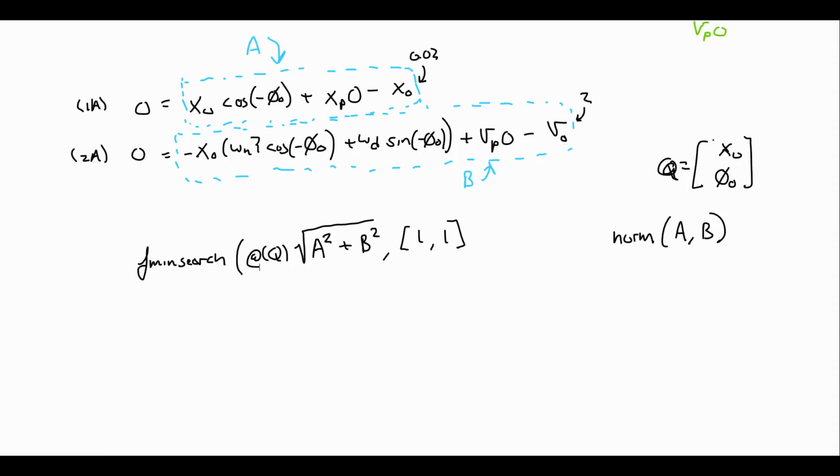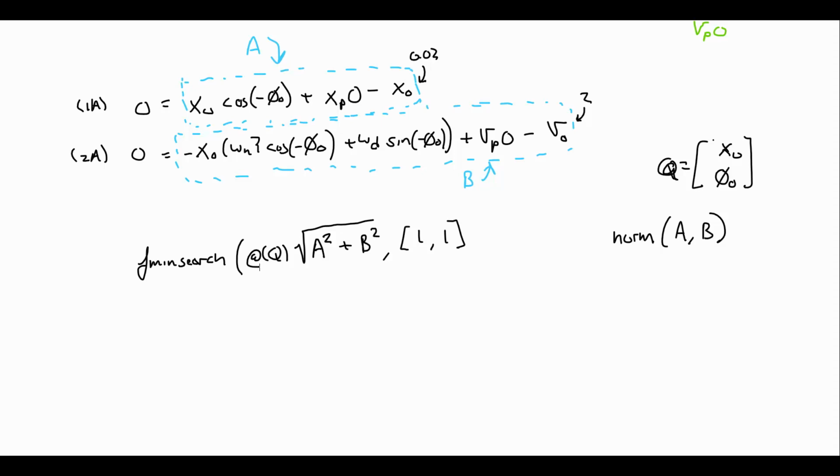The same thing is true with B. When my x naught and phi naught make that expression 0, that means that I am equal to my v naught, and that's satisfied. So if B is anything but 0, I'm going to square it, and it's going to be a positive number. So the way I'm going to find the minimum is that it's only going to be 0 if A is 0 and B is 0 simultaneously.